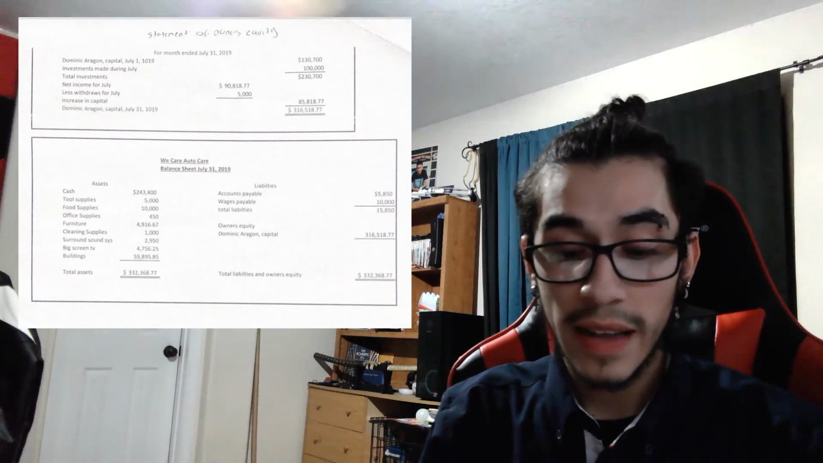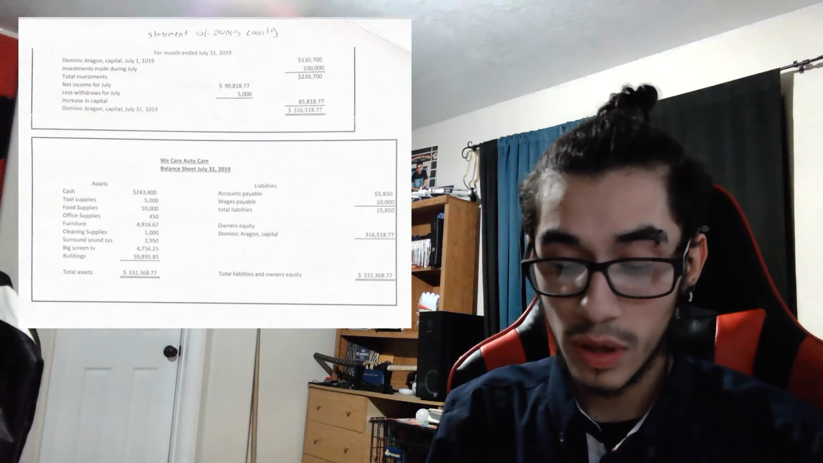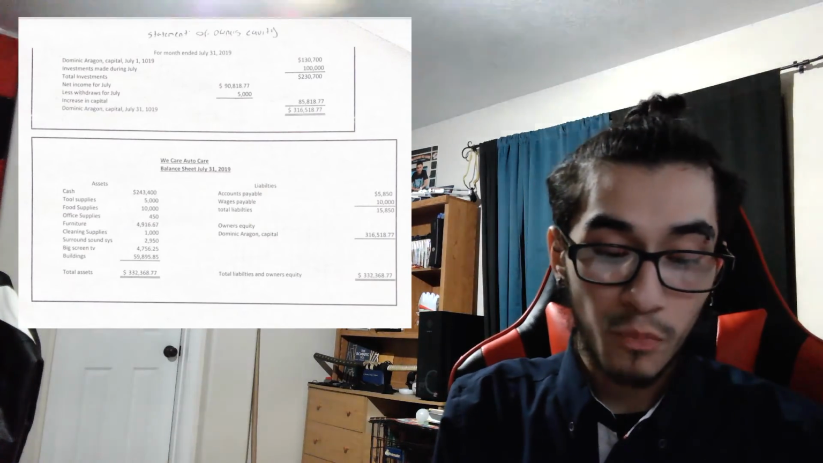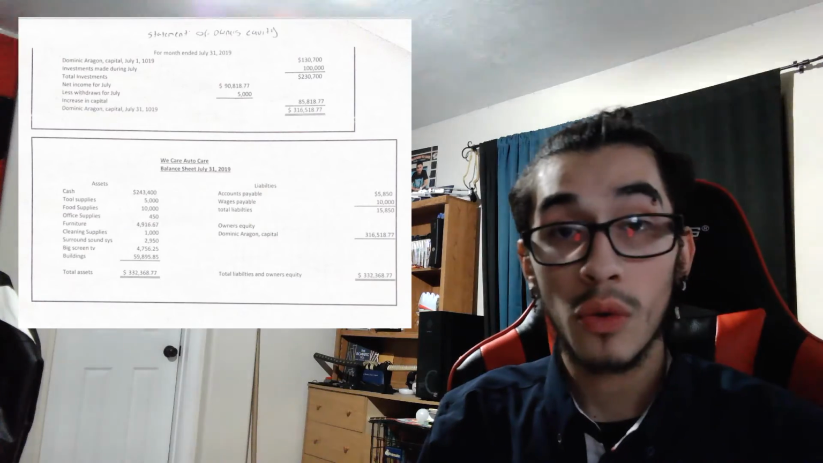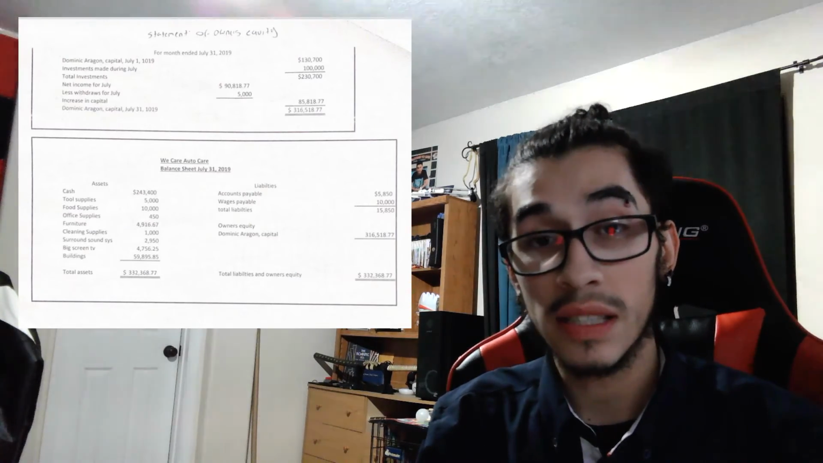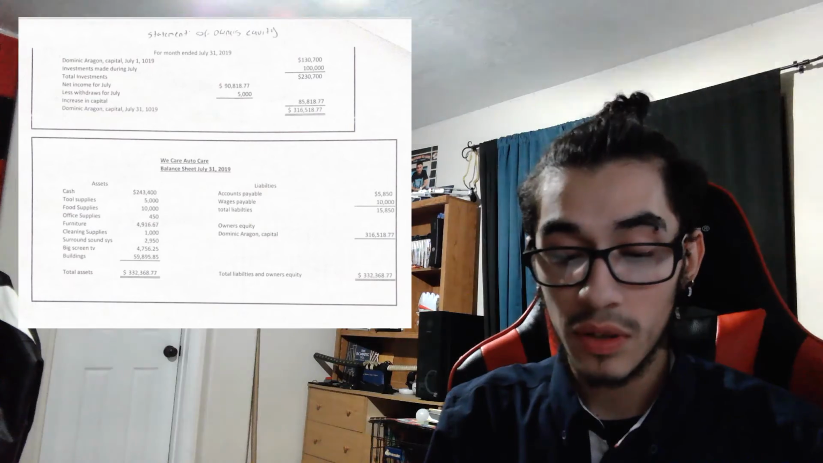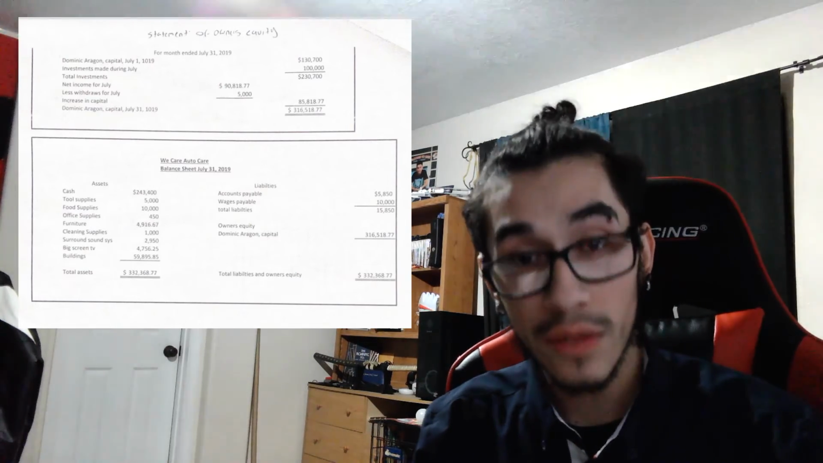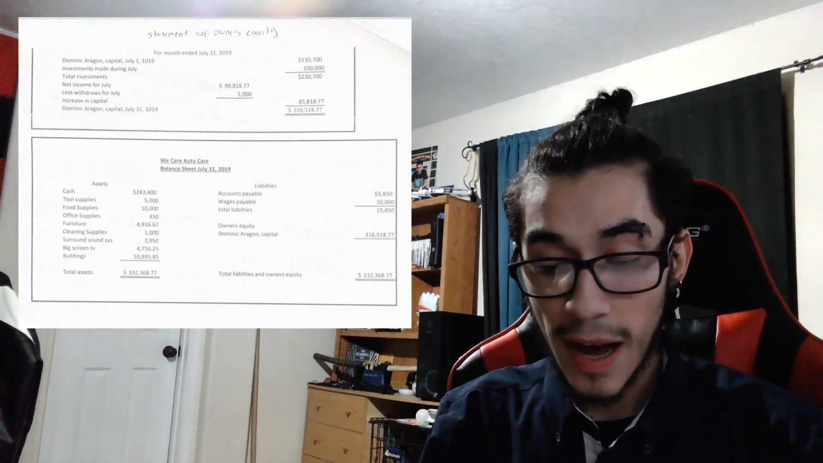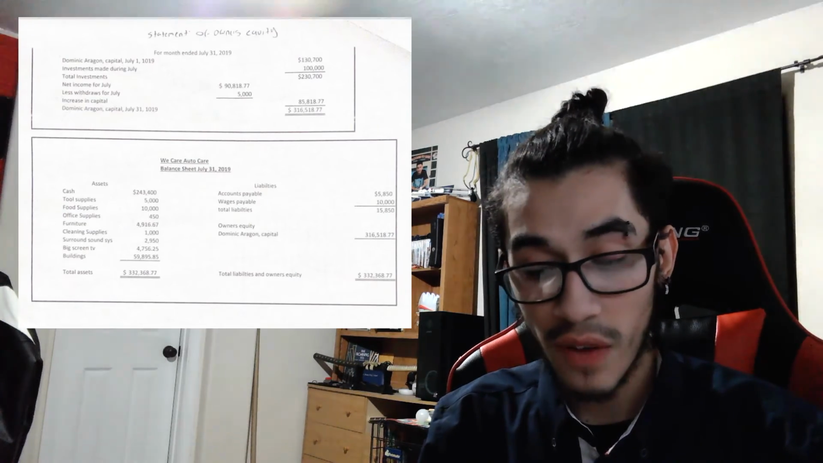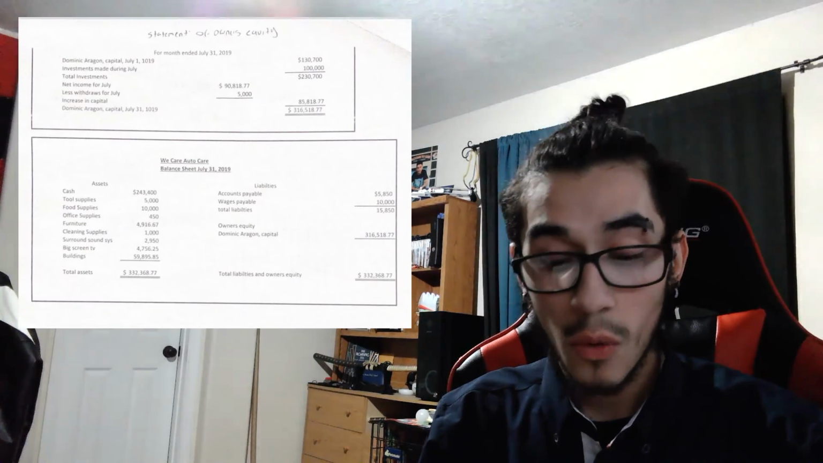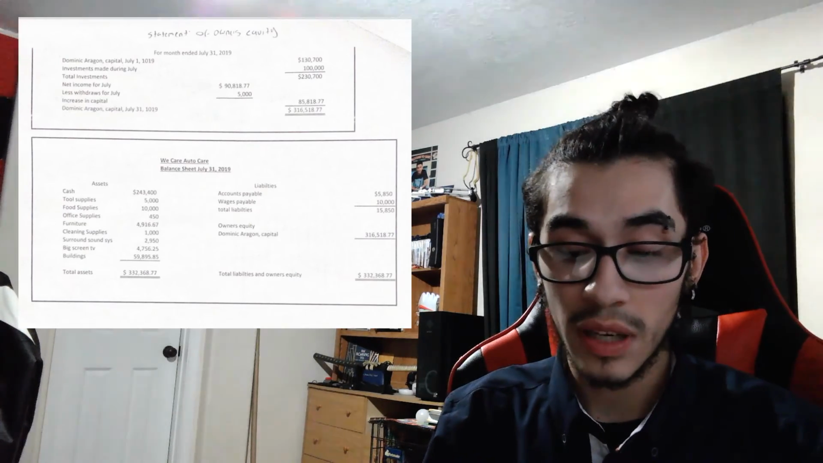And then my capital total would be $316,518.17. Now to the balance sheet, where total assets have to equal total liabilities and owner's equity. My total assets came out to $332,368.77. And then my liabilities came out to a total of $15,850. But add that to my capital, which was $316,518.77, and the total liabilities and owner's equity came out to be $332,368.77, in which my total assets and total liabilities and owner's equity balance. That's my business.